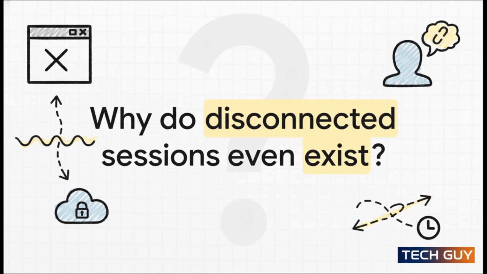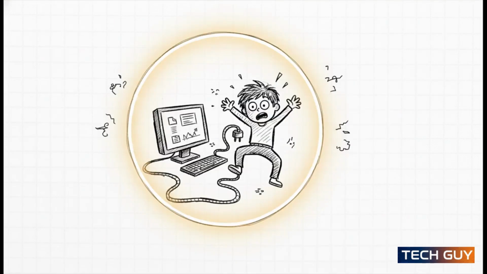If I just close the window, why doesn't Citrix end my session right there? Why does this whole disconnected state even need to exist in the first place? And the answer is, surprisingly, human.